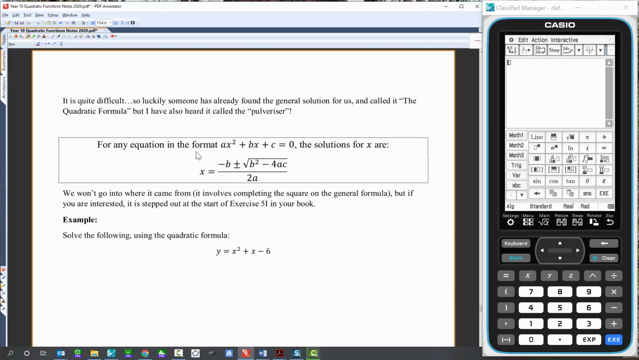And so for any equation in the form ax squared plus bx plus c, the solutions for x are this. So you slam them into this. Now, we won't go into where it came from, but if you're interested, have a look at 5i and it will step you through it. We give it to you, so you don't need to remember it.